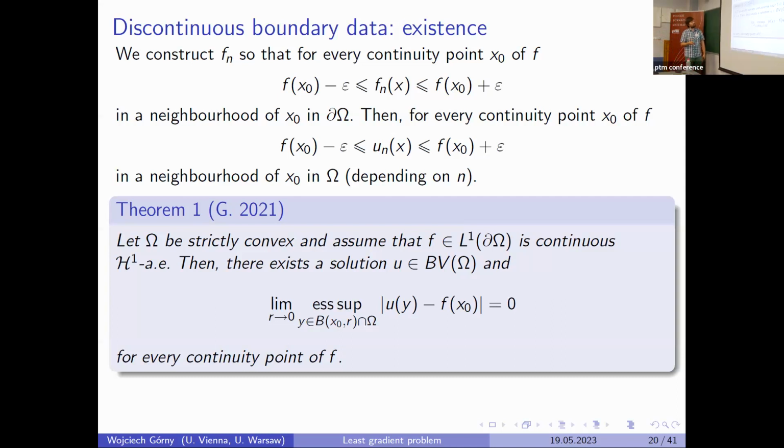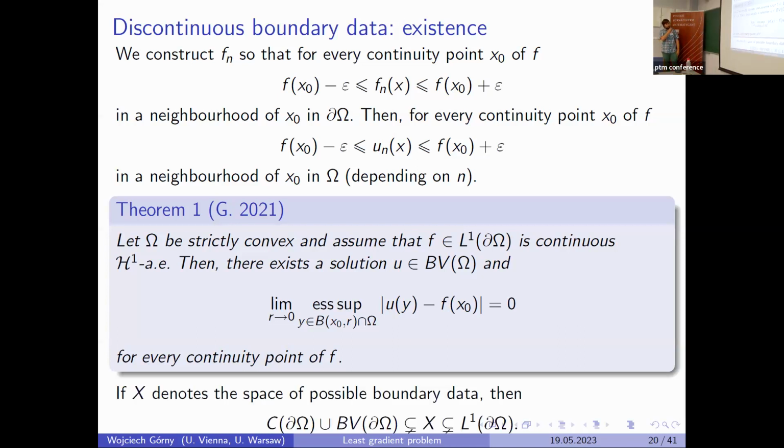And one thing that I want to mention is that actually this estimate is local. So we can say that if there is a solution to an associated approximate problem, then we still have this estimate for every continuity point of F, even if we don't have a solution to the original problem. So this is basically a local estimate that you can then convert to an existence result.